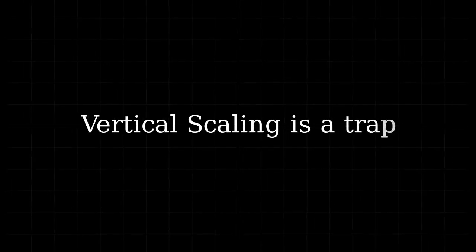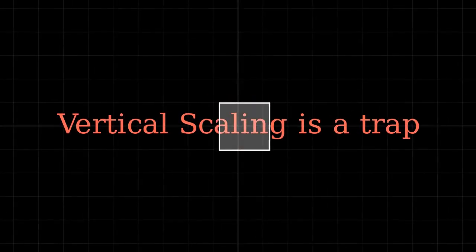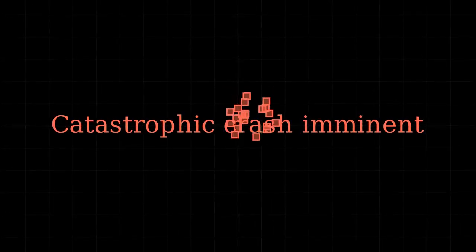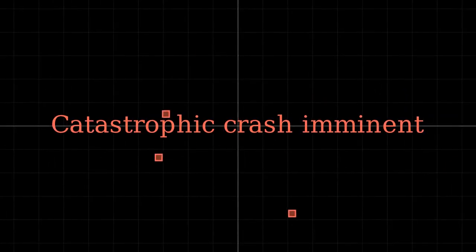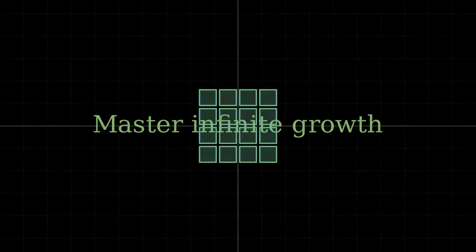Most developers kill their systems by choosing vertical scaling when they actually need horizontal distribution. You assume a bigger machine solves your bottleneck, but you are just waiting for a catastrophic crash. Today, we master the architecture of infinite growth. Is your website struggling under a sudden surge in traffic?